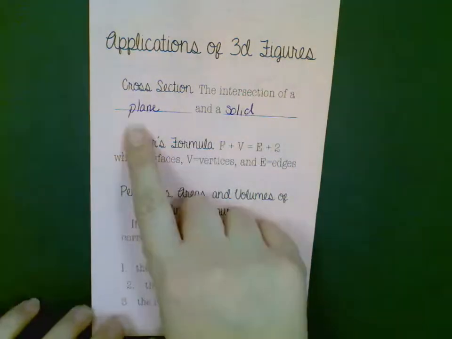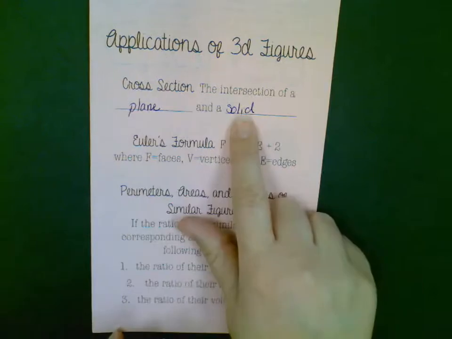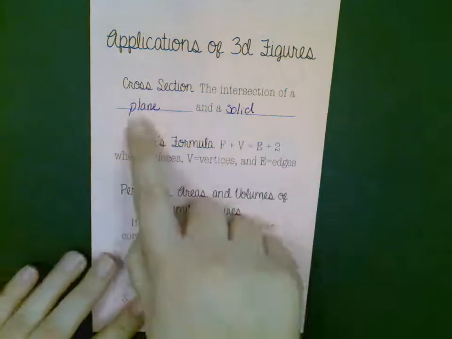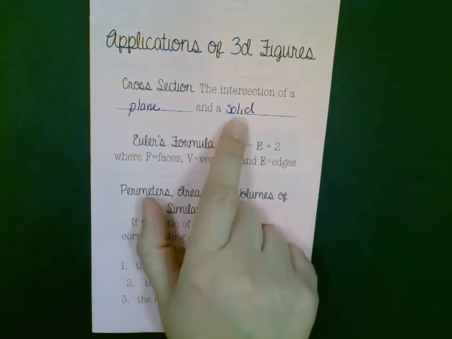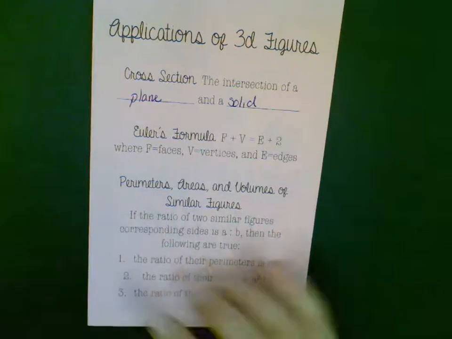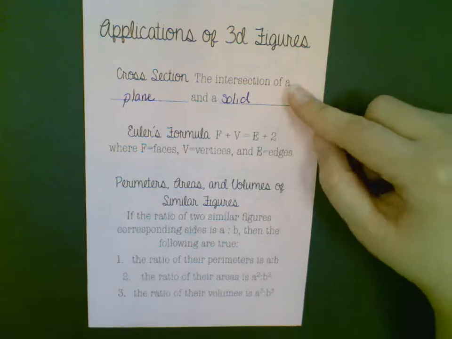That's when we have a plane, a flat surface, like the knife cutting the circle, and a solid, or the sphere. So the knife would be the plane, and this orange would be the solid, the sphere. We're going to talk about what kind of cross-section shapes we would have depending on how they're cut.